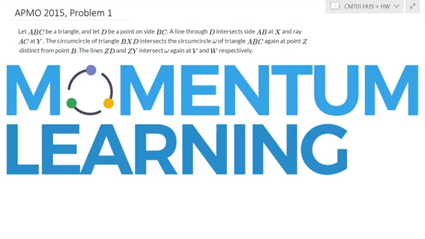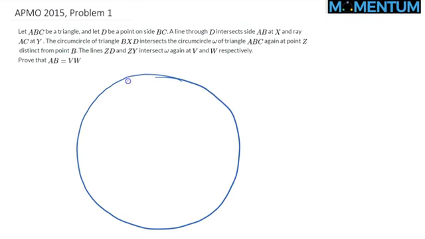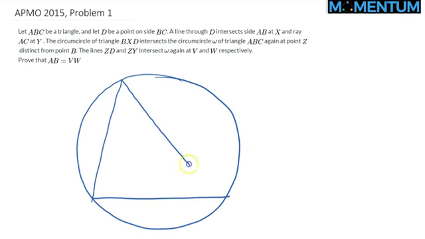So we have triangle ABC, and D is a point on side BC. So let's go ahead and, well, this looks huge. I don't think I need that big of a triangle for this particular question, but let's just finish it anyway. ABC, the point D somewhere.